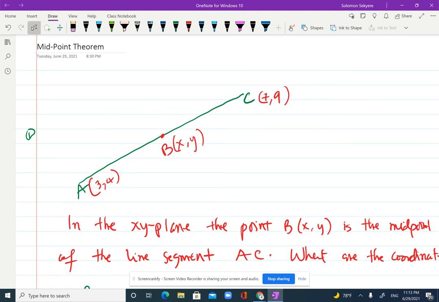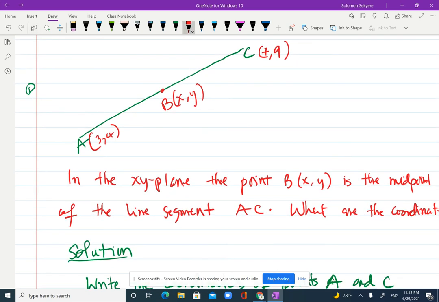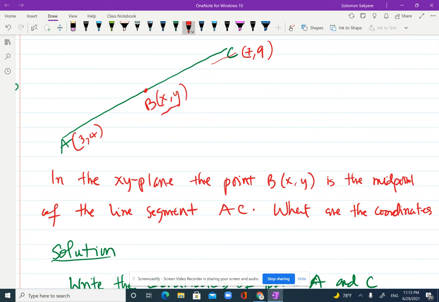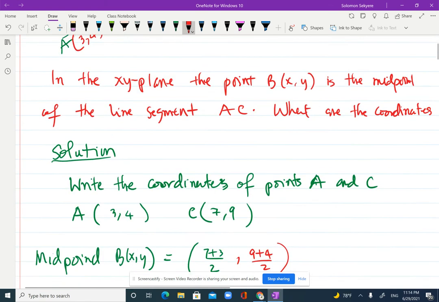In the last video, we learned how to calculate the distance between 2 points. In this video, we are going to learn how to figure out the midpoint between 2 points. In this figure here, we have the line AC and B is the midpoint. What are the coordinates of the point B? How do you figure that out?